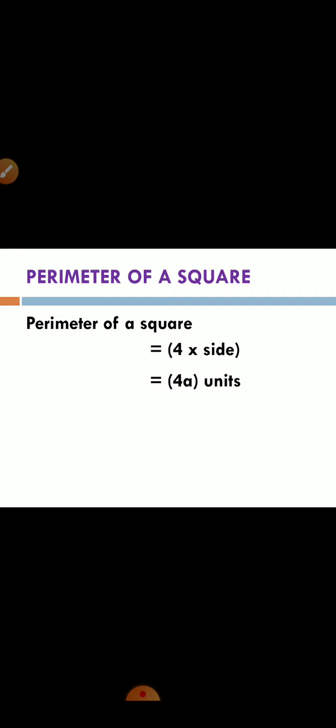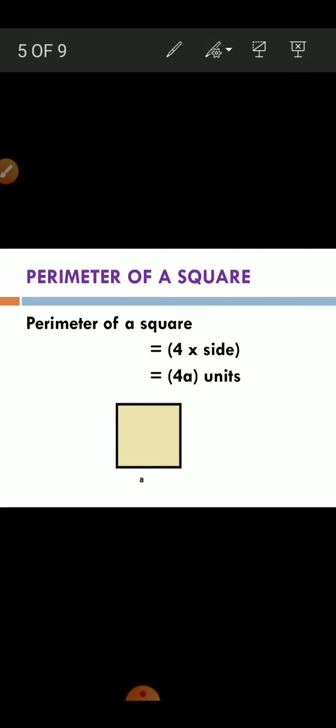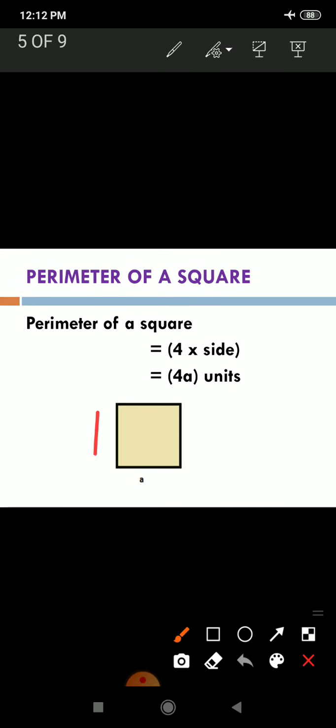Now come to the perimeter of a square. Perimeter of a square means we are adding all the sides, and you know that in a square all the sides are equal and we have 4 sides. So 4 into side is the perimeter of a square, and if the measurement of the side is A, we will write 4A. See here, all sides are equal, so 4 sides are here, A plus A plus A plus A, it will give you 4A.